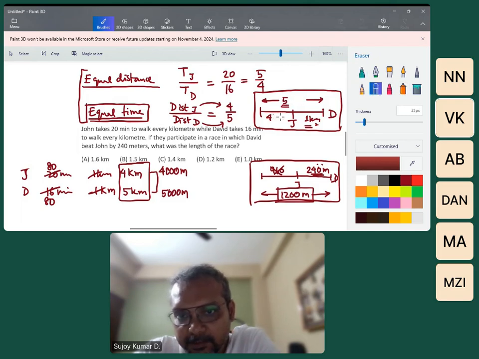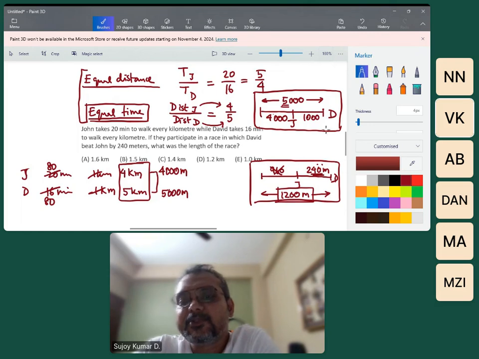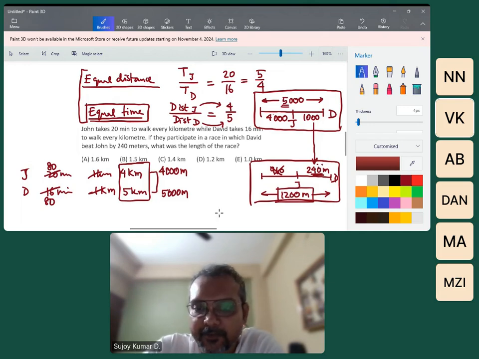Let's change it. Okay, so this is 5,000, this is 4,000, this is 1,000. So my question to you is, if 1,000 becomes 240, that's the scenario, right? 1,000 meters has become 240 meters. What will 5,000 meters become? How would you find that? 240 upon 1,000 multiplied with 5,000, right? The zeros will anyways cancel out, right? You will get back 1,200 only.